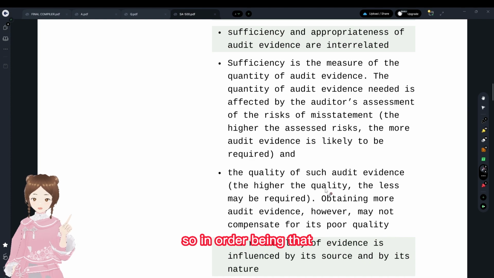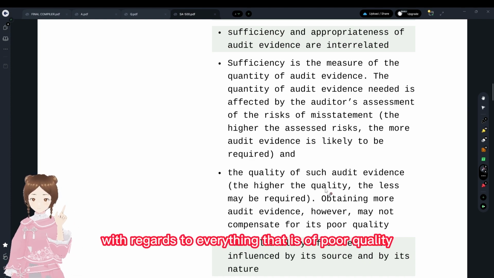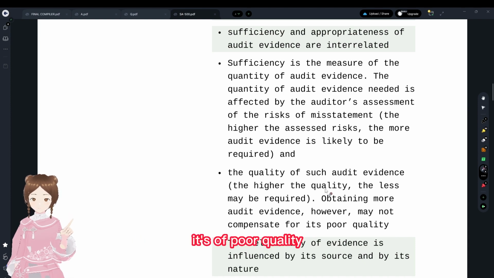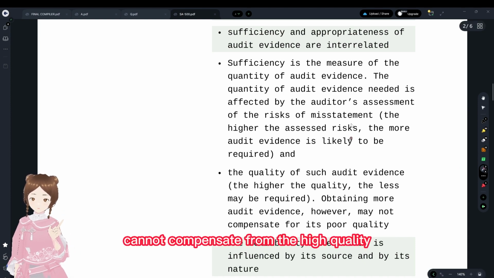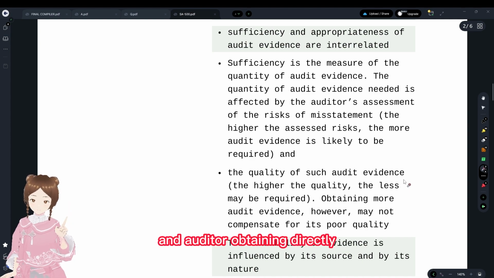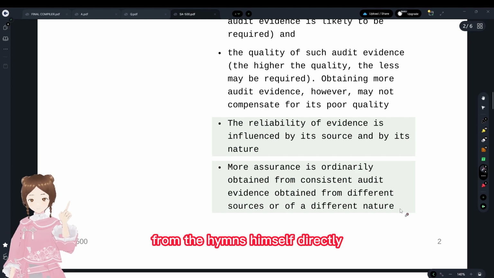So if the auditor was just inquiring of the management with regards to everything, that is of poor quality. However high the quantity might be, it is of poor quality, and it cannot compensate for high quality. High quality is from independent third parties and from the auditor obtaining evidence directly himself.